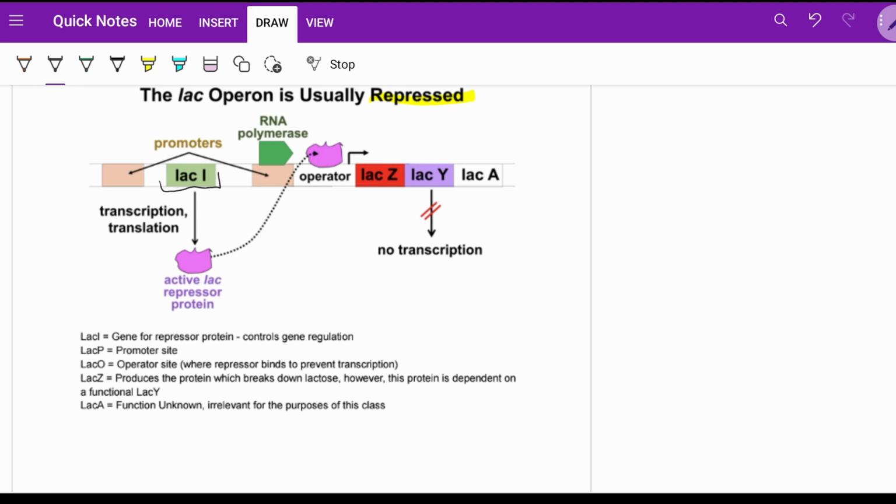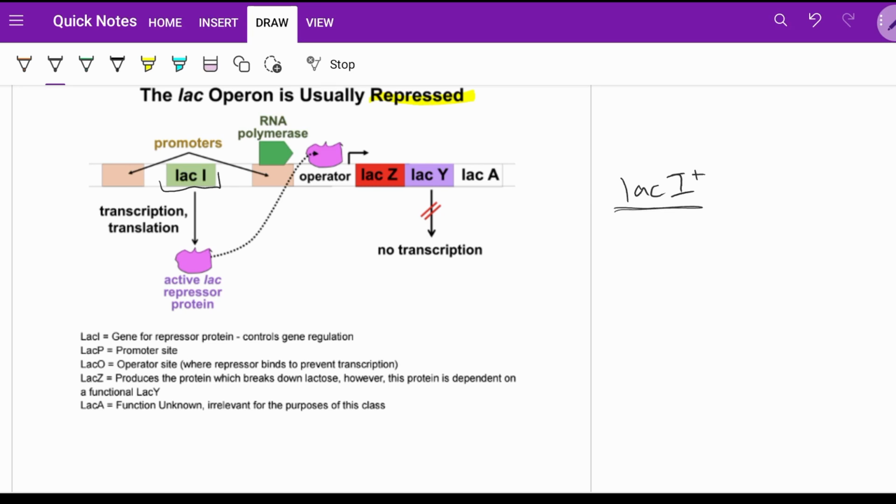So if this is functional, meaning it's lac I plus, then the repressor protein will be made as usual and it will bind to the operator until the correct protein binds to the repressor protein, and it leaves, allowing transcription. So this lac I is responsible for regulation of the gene.